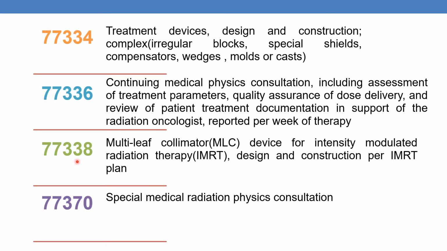The next code is 77338, which is multi-leaf collimator, MLC, device for intensity modulated radiation therapy, IMRT, design and construction per IMRT plan. MLC device for intensity modulated radiation therapy is given by 77338. The next is 77370, special medical radiation physics consultation.